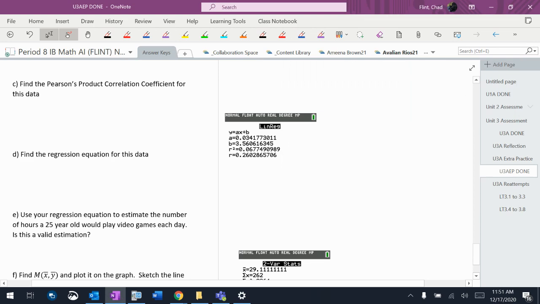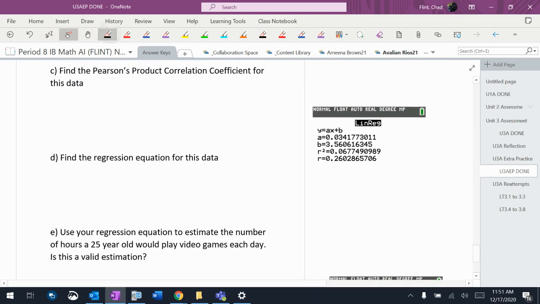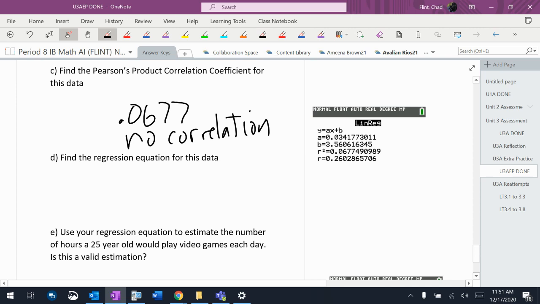So now let's evaluate what's going on here. So it says, what's the correlation coefficient? The correlation coefficient is 0.0677. All right, this is basically no correlation. Okay, there's none there. There's a slight, tiny positive correlation, which talks about the scatter plot that I had up there. All right, find the regression equation.